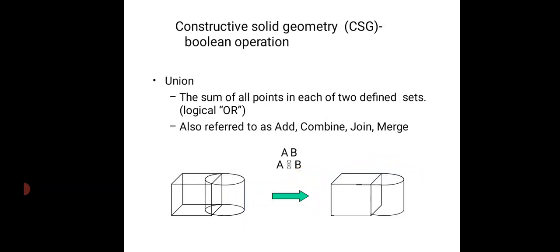You can see this example image of constructive solid geometry. Union is here, you can see the figure. First one is block, second one is cylinder. First one is A, second one is B. So it gives A union B. You can see the second image. This is A union B. It is the sum of all points in each of the two defined sets, logical OR. This is also referred to as add, combination, join, merge.